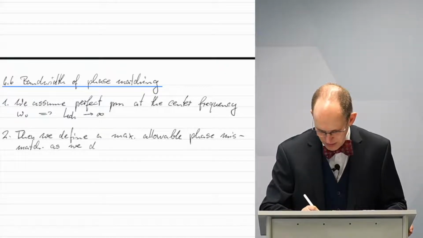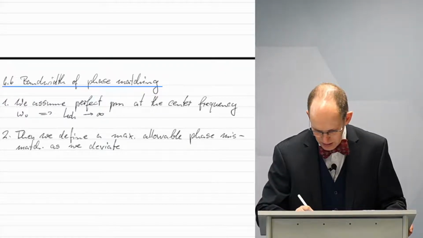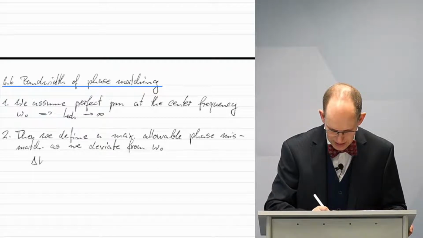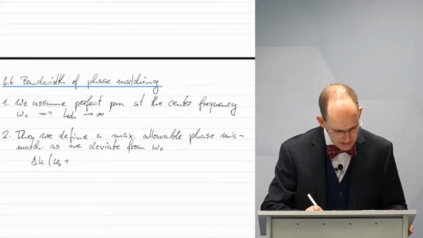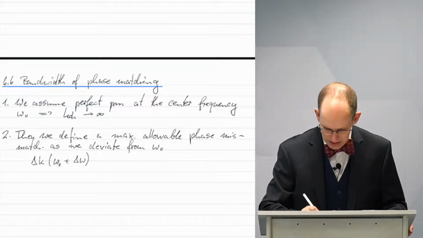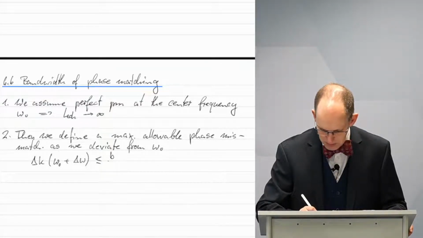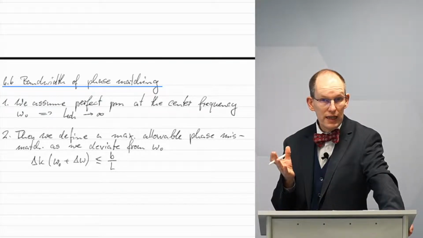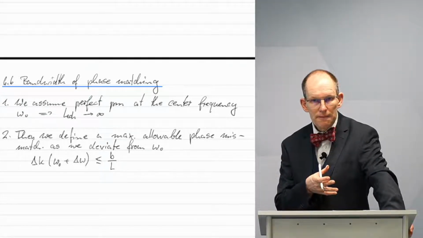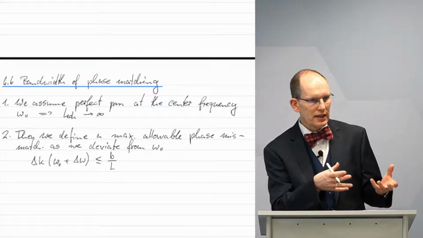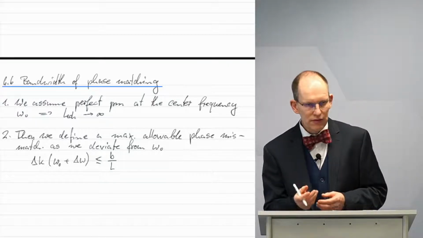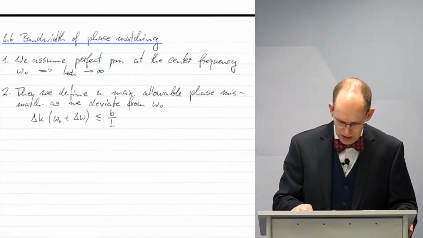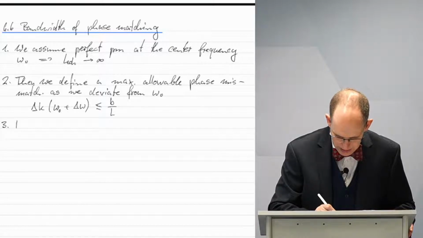As we deviate from omega naught, right? Which means the delta k of omega naught plus this delta omega should be smaller than some B divided by the length of the crystal. We have seen already that the product of the length of the crystal and delta k is the relevant quantity, and therefore we divide here, of course, by L. Yeah? So the next thing would be to do a power series expansion.